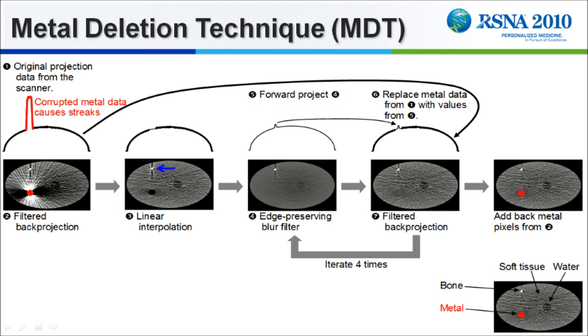To further reduce artifacts, we apply an edge-preserving blur filter to reduce noise, then use forward projection to replace the missing metal data. With the forward projected data, you can now see that the speck of bone shows up as a small spike in the projection data. This is iterated 4 times, and the final result shows that the artifacts are pretty much eliminated.